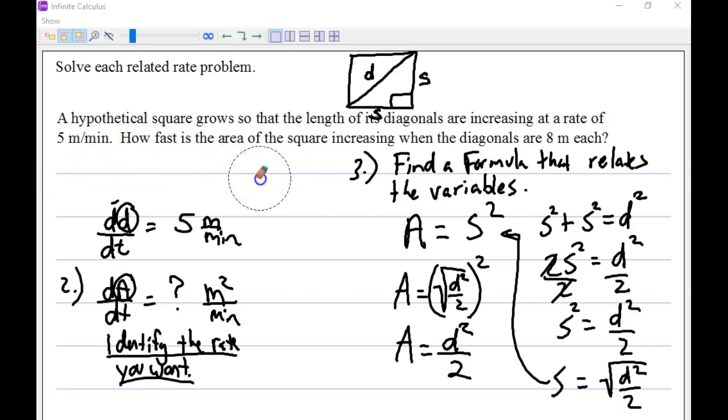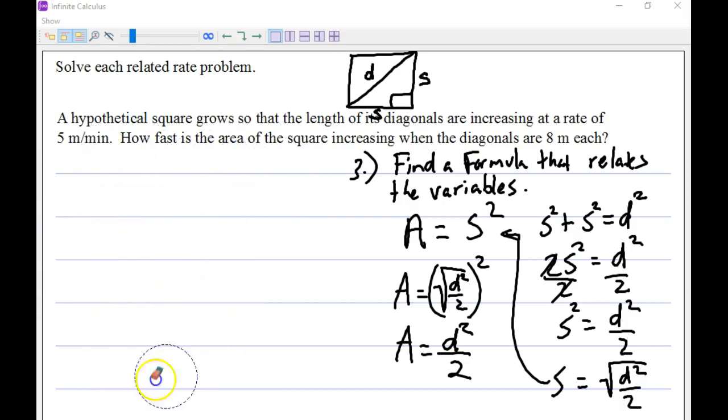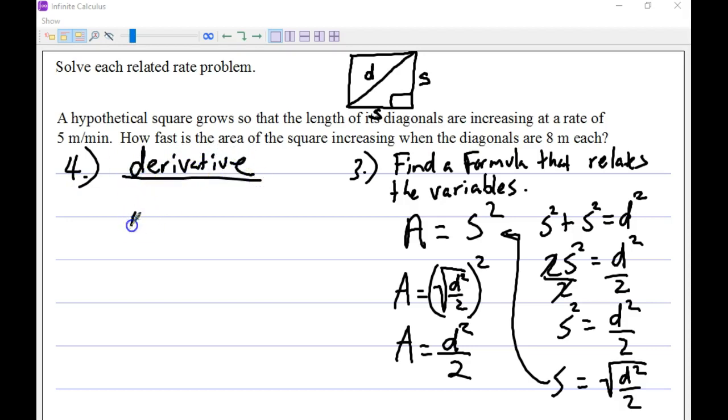I still think a lot of people probably missed it because these are multi-step problems, so you probably forgot all the steps, which is fine. But I think once you know these steps, you'd be like, oh, okay, it wasn't too bad. All right, so the next thing you do after you find your equation is you're going to find the derivative of that equation. So A equals D squared over 2.